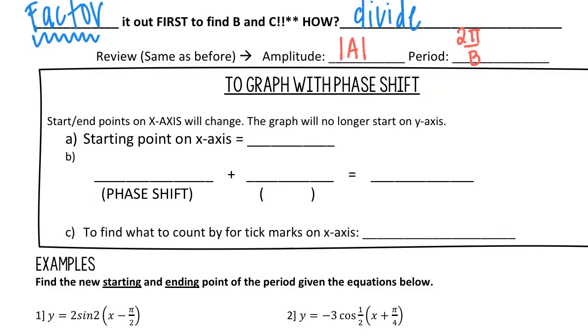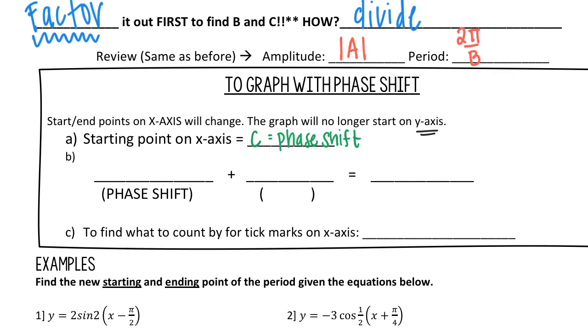Like I mentioned above, the phase shift is just a horizontal shift. It's going to affect where we start on our x-axis. So in other words, the graph will no longer start on the y-axis like it did yesterday. To find the starting point, you're simply going to look at the phase shift, c. That will be your first tick mark along your x-axis. Then you're going to graph a full cycle of the sine or cosine curve.